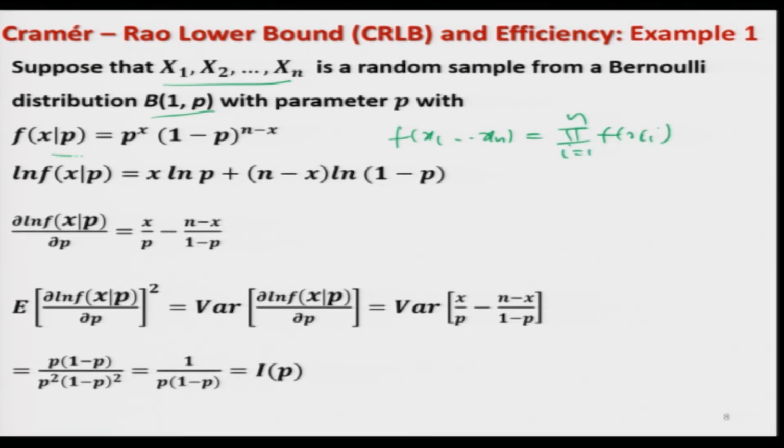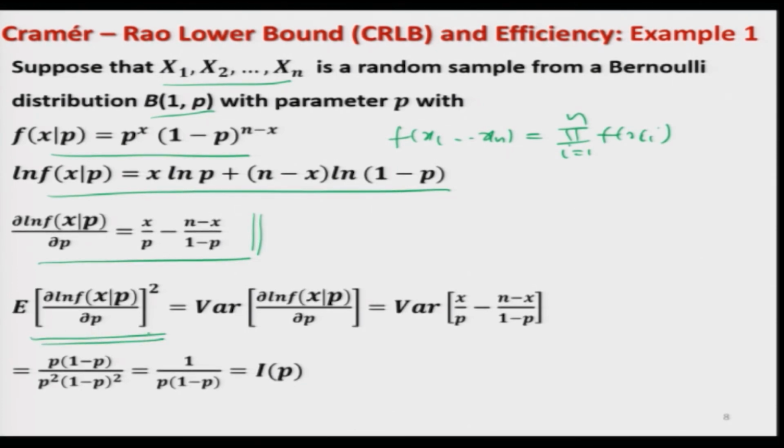From there I can write down the joint function f(x) for a given value of p. Now, if you take its natural log, that is straightforward, and differentiate it partially, you will obtain this expression. Then you square it and take its expectation. This is the same as the variance of the quantity inside the parenthesis, which you have obtained here: the variance of x upon p minus n minus x upon 1 minus p.